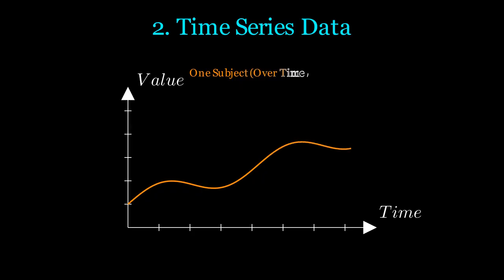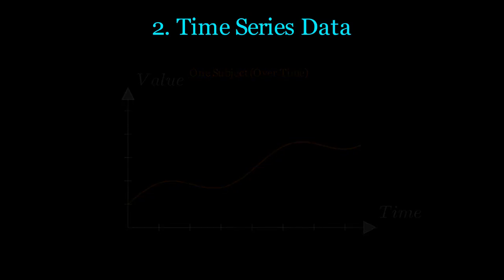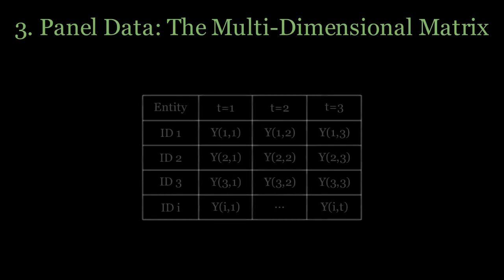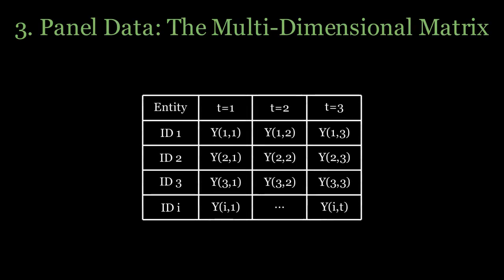Now, we arrive at the protagonist of our video, panel data. By combining cross-sectional and time series, we track multiple entities, like 50 different countries or 500 different families, over a span of several years. This creates a multi-dimensional dataset. In mathematical terms, while cross-sections have an index I for individuals and time series have an index T for time, panel data uses both, I and T. It allows us to see how specific individuals change over time compared to others.